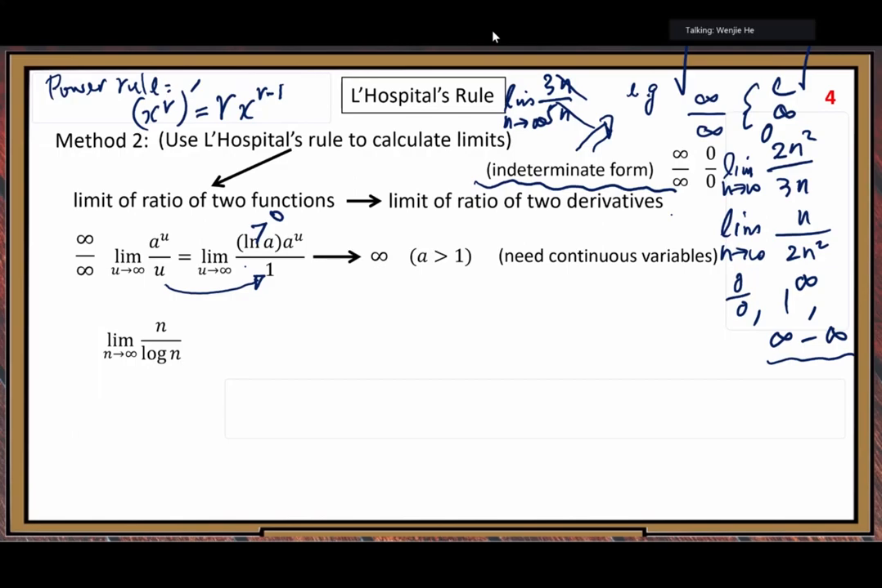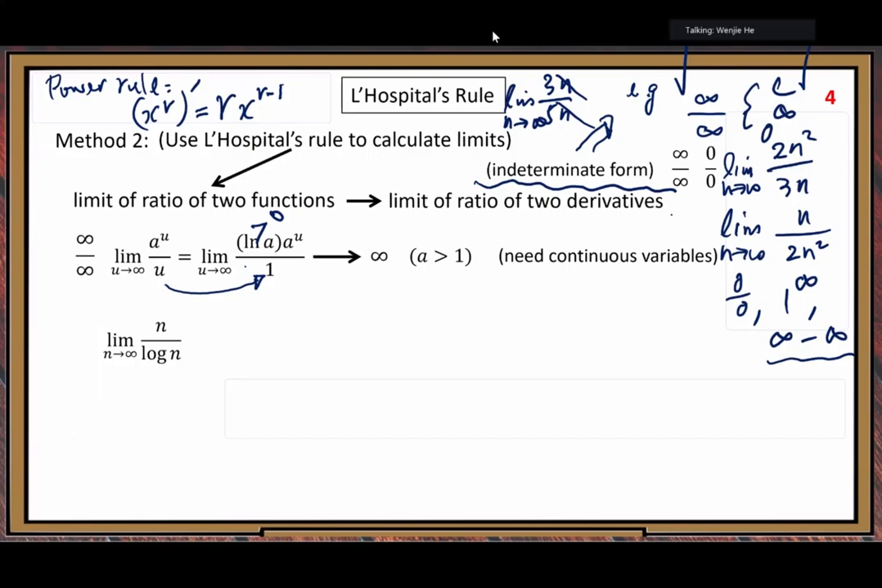In the textbook, it calculates the limit, not very rigorously. The problem is here. First, when you look at the function values, there are two functions: the numerator function and the denominator function, log base 2 of n.